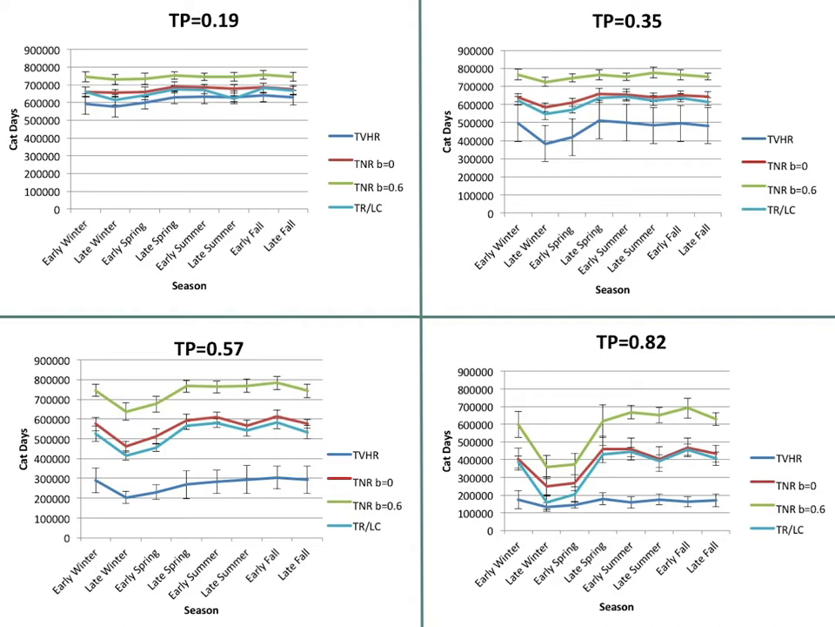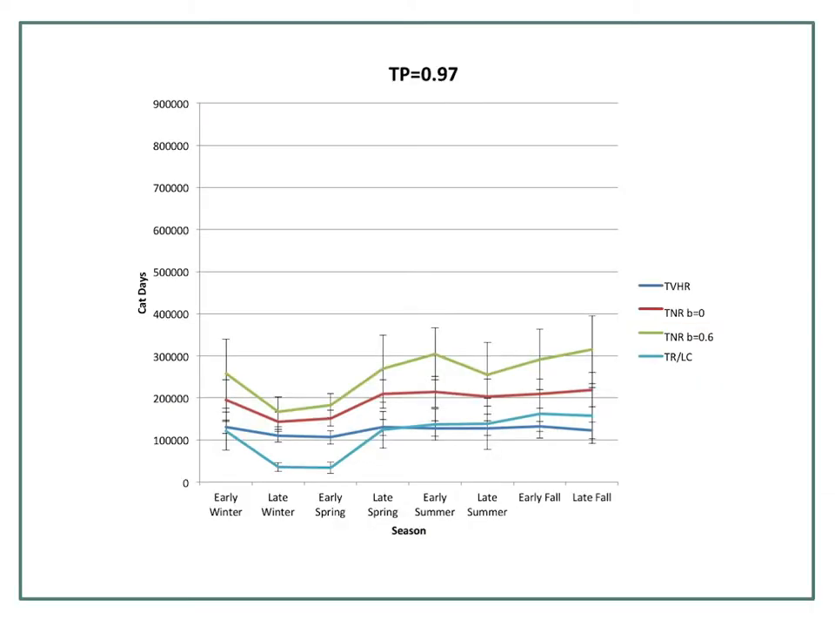But for a trap probability of 97%, we noticed that there's a little bit of a different trend, and it's a trend that makes sense to us, I think, because trap removal or lethal control ends up becoming the most effective, because when you're trapping 90% of the population, you would expect that to result in the lowest number of cat days if you were to eliminate all of the cats that were trapped. But trap vasectomy, hysterectomy release is not too far behind. And then TNR with a high kitten survival rate is also still resulting in the highest number of cat days at this trap probability.